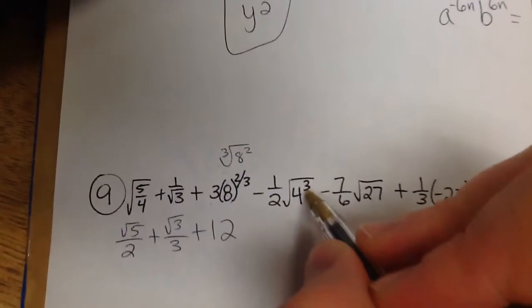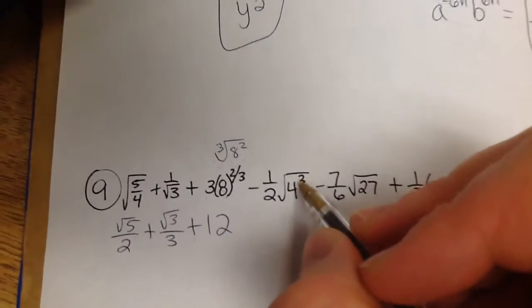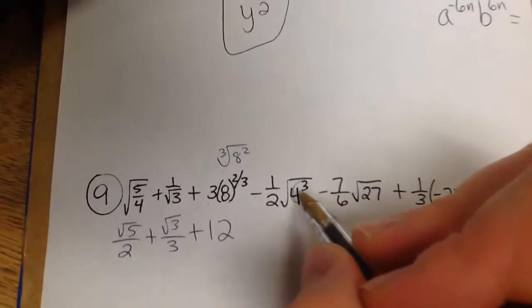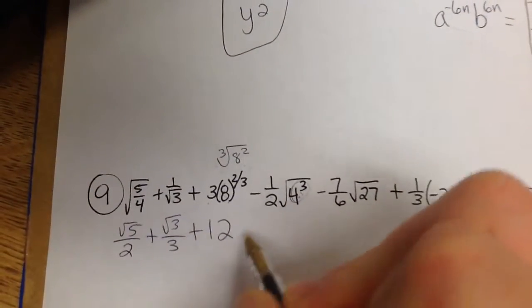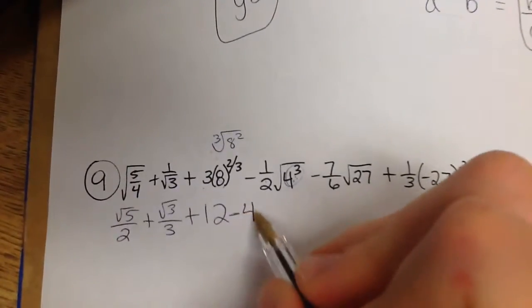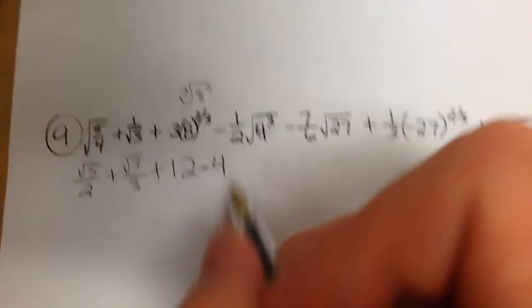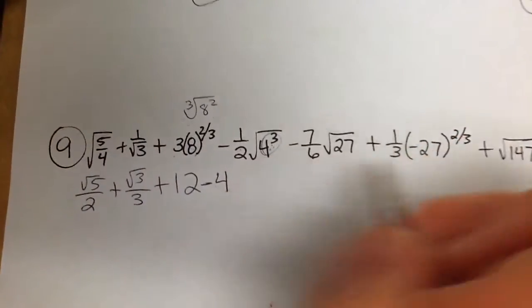Square root of 4 to the third. Hey, didn't we just say that that was 64? 4 to the third is 64. Square root of 64 is 8. 8 times a half is 4. I don't remember seeing that on anyone's paper. Hopefully I'm just not remembering, and most of you did have it.